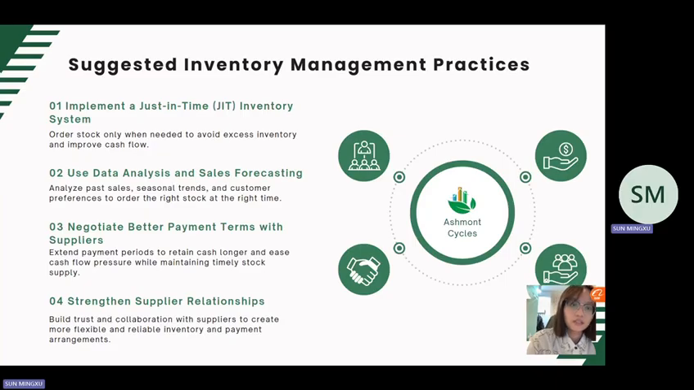Additionally, the Asimo cycle should use data analysis and tools to better understand sales trends, seasonal demands, and customer preferences. This will enable more accurate stock ordering to ensure that the right amount of inventory is purchased at the right time.